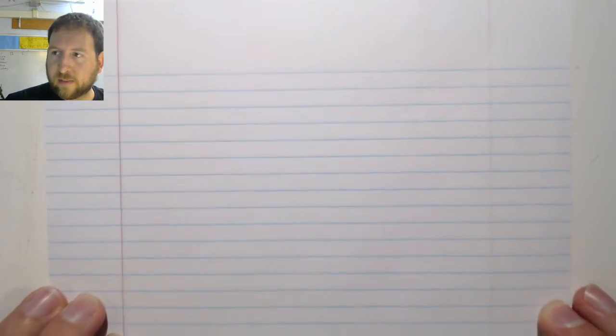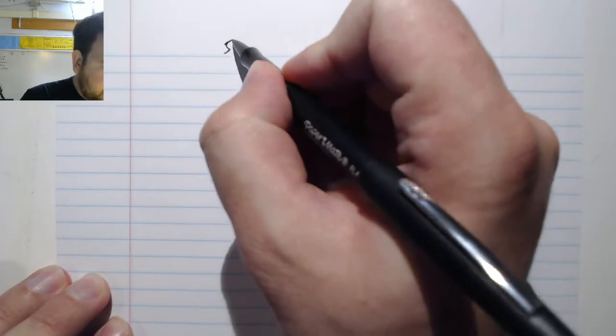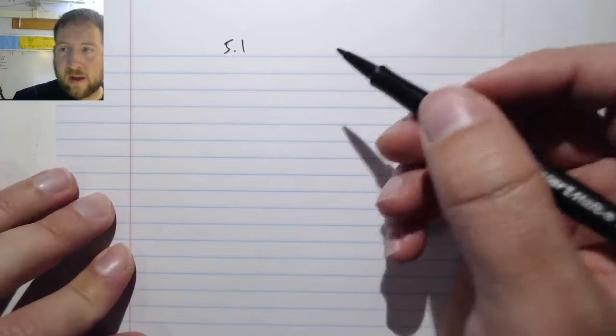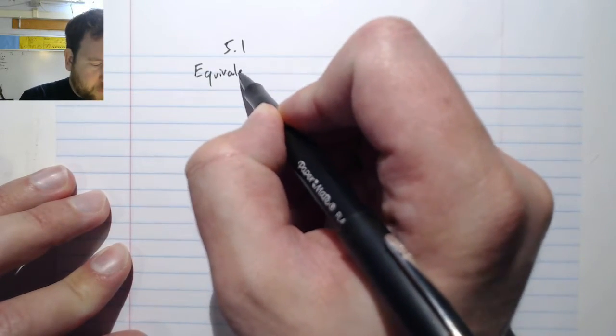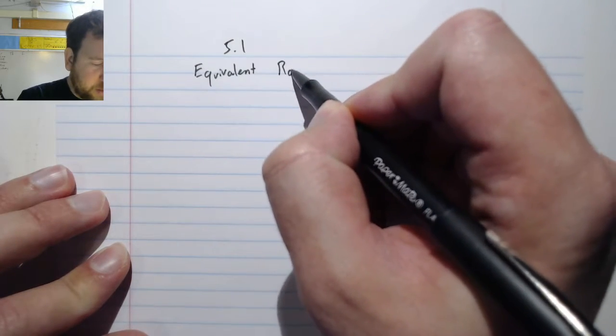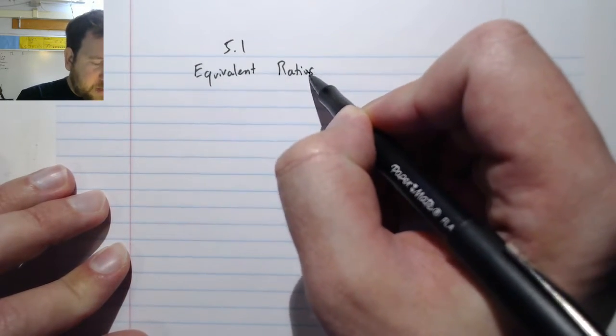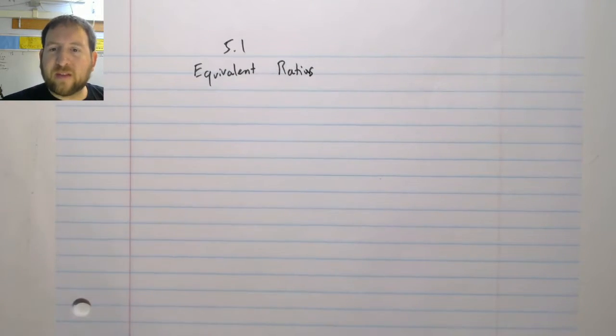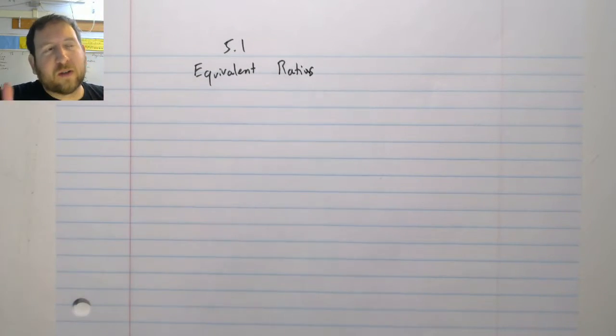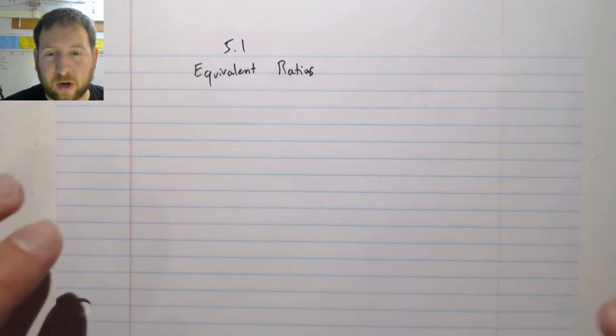All right, we're going to start on the next chapter, chapter 5, and our first section is called Equivalent Ratios. Now, we kind of dipped our toes into ratios a couple sections ago, and this one's going to be pretty easy, too. We're just going to be remembering ratios and how they can look like fractions, and talking about all the different ways that they will show up.